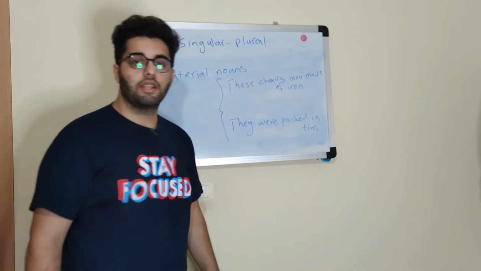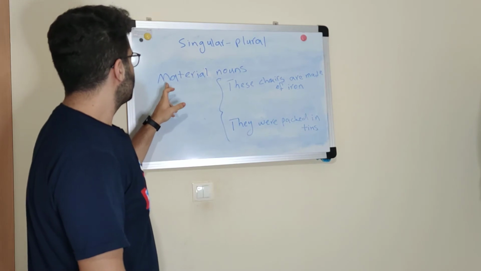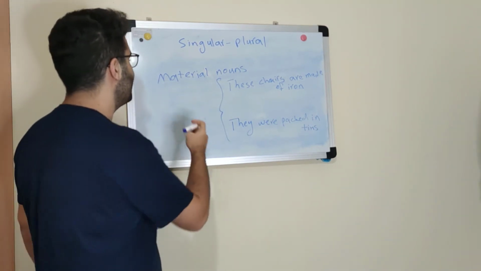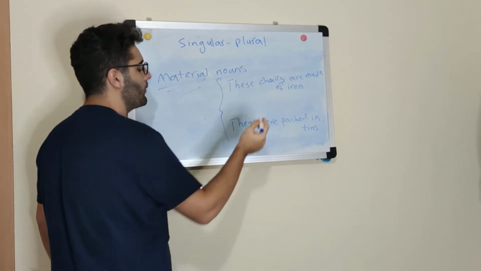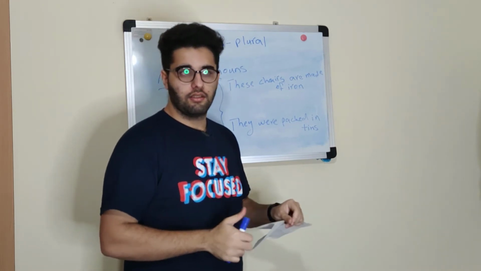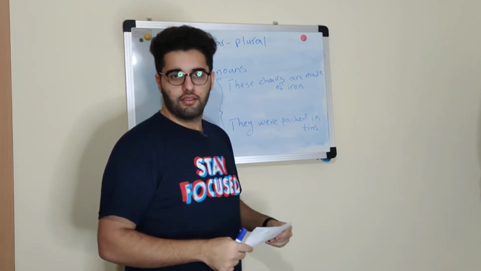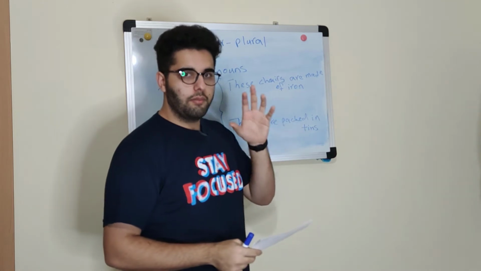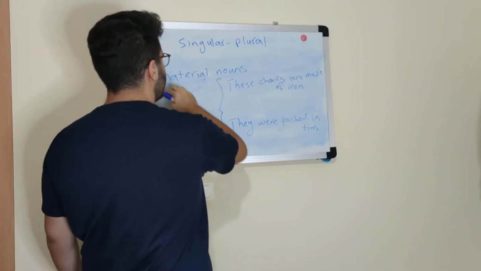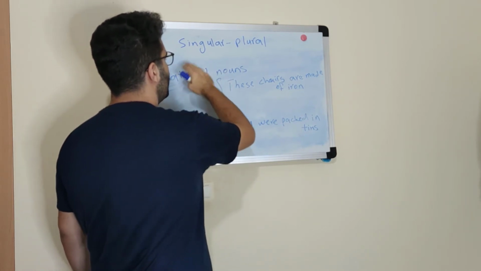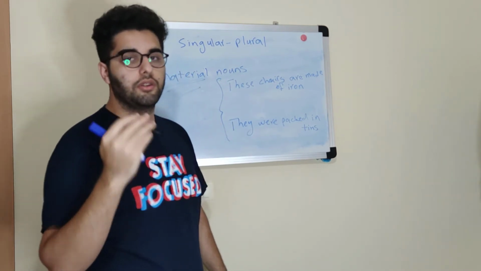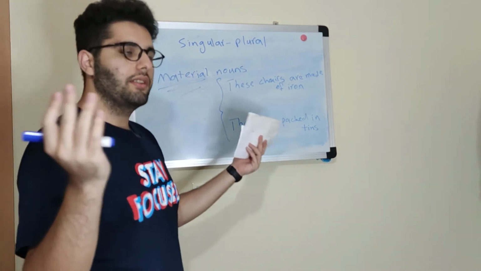The next group is material nouns. By material, we literally mean material. Like what? Iron, metal, tin, zinc. Okay, we literally mean material. So we cannot turn material nouns into plural nouns. If we do that, the meaning would be completely different.